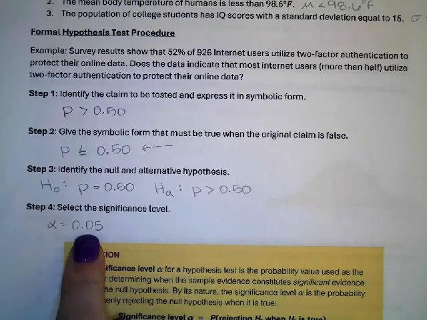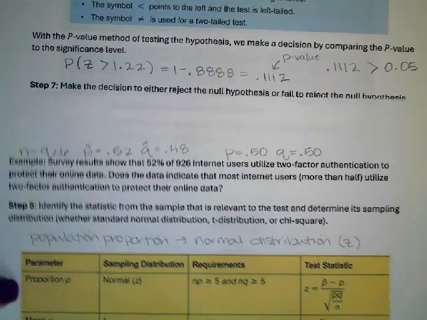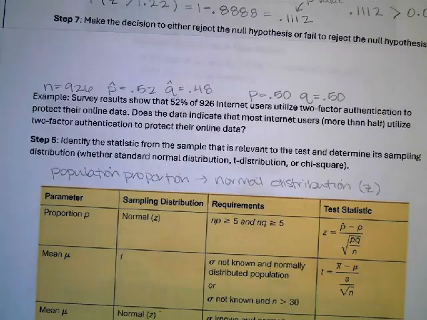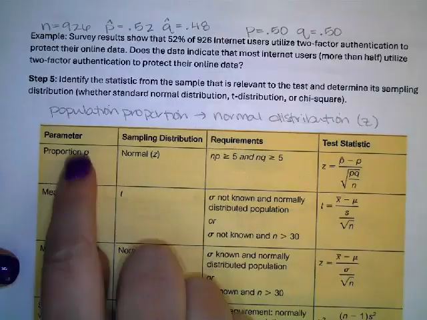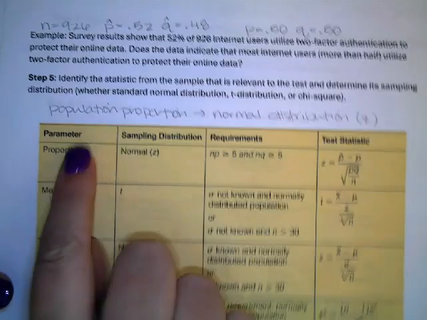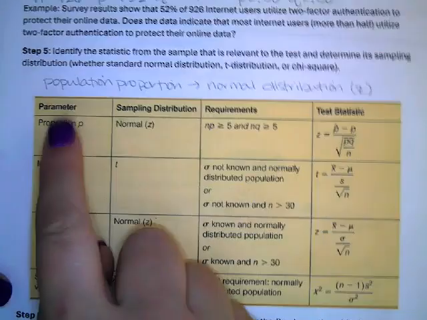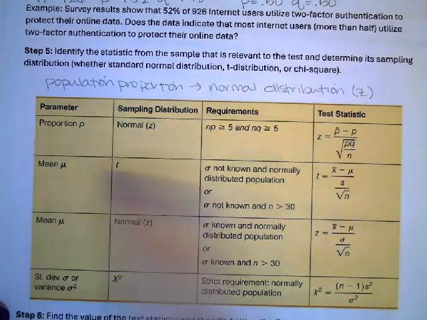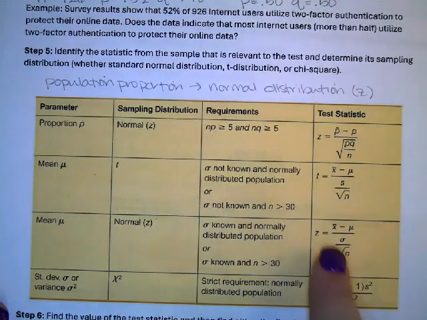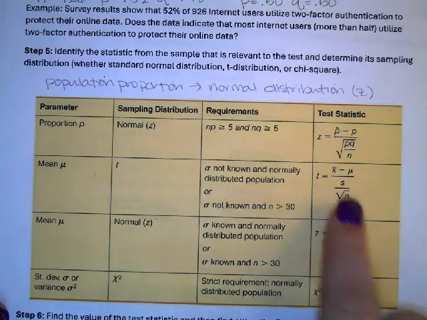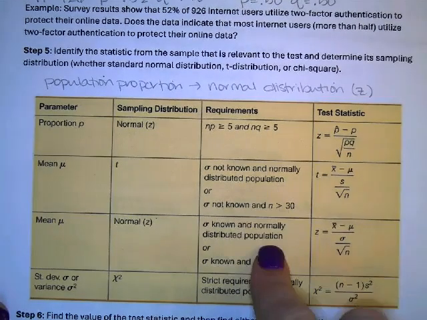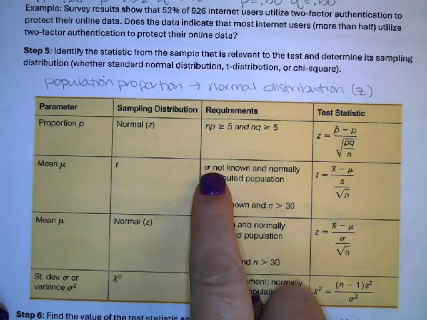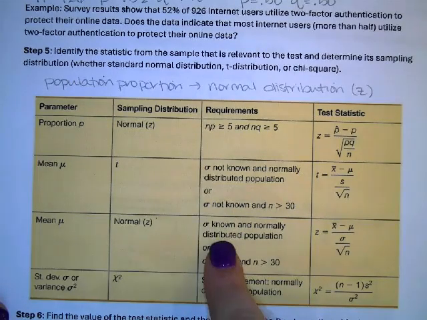From there, we looked at the population parameter that was listed in the problem, and we determined what test statistic we could use. If it's a population proportion, we're going to use a z-score. If it's a mean, we're going to use either a t-distribution or a standard normal distribution, depending on the information that's given. So either you do not know the standard deviation or you do know the standard deviation. Basically, that's going to be the difference.